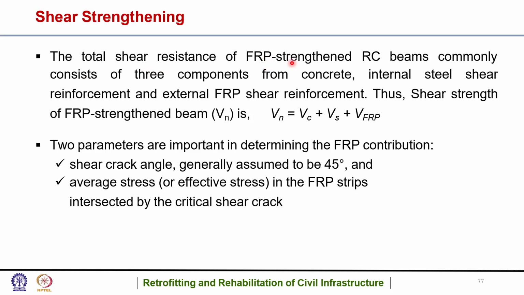The total shear resistance of FRP strengthened RC beams commonly consists of three components: from concrete, internal steel shear reinforcement, and external FRP shear reinforcement. Thus, shear strength of FRP strengthened beam Vn is equal to Vc plus Vs plus Vfrp. Two parameters are important in determining the FRP contribution: the shear crack angle, which is generally assumed to be 45 degrees, and the average or effective stress in the FRP strips intersected by the critical shear crack.